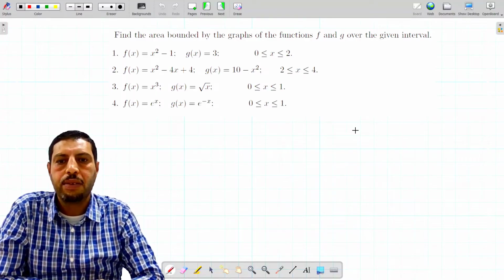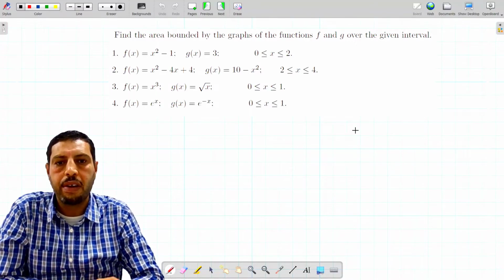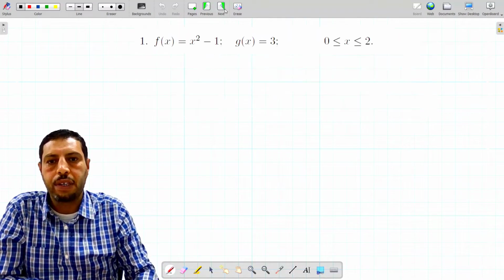Welcome to this new activity, which is about computing areas between curves. Here I will give you two functions and an interval, and you have to compute the area bounded by the two curves of f of x and g of x on the given interval. Let's start with the first one.